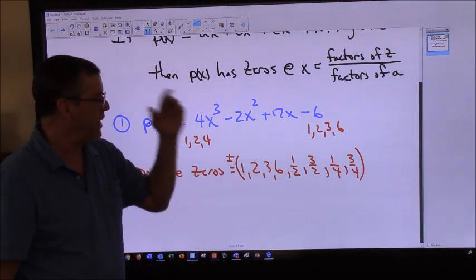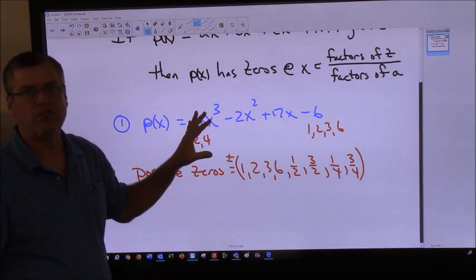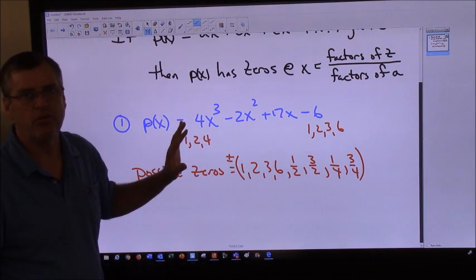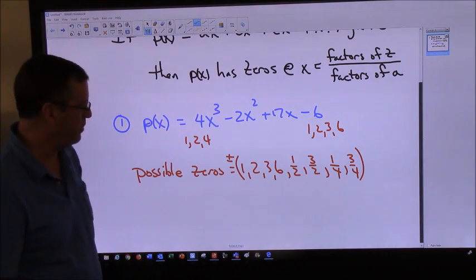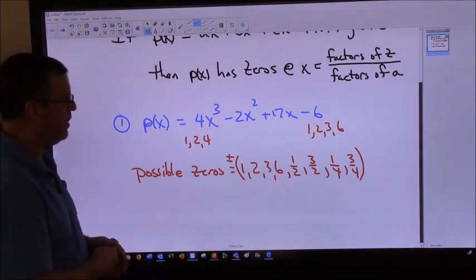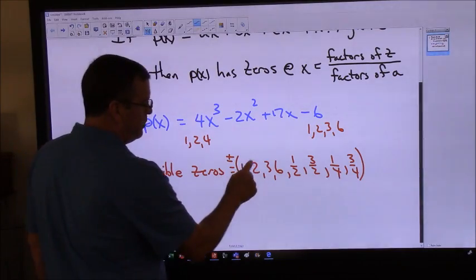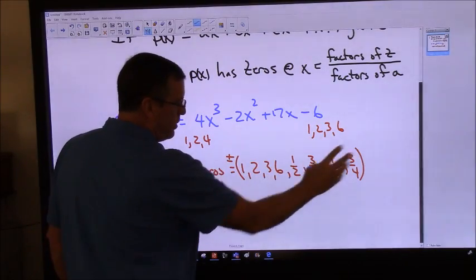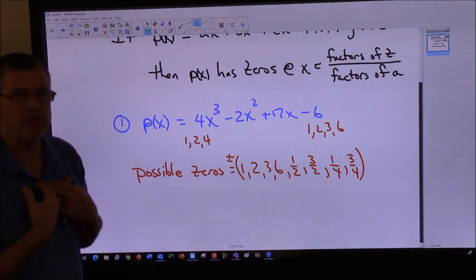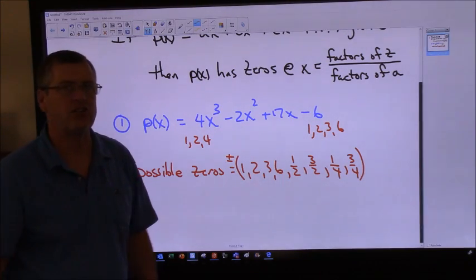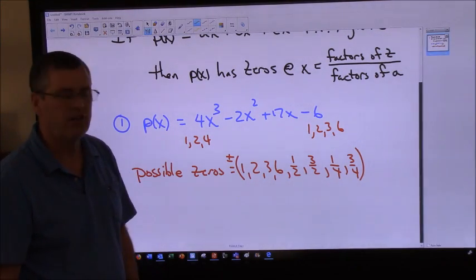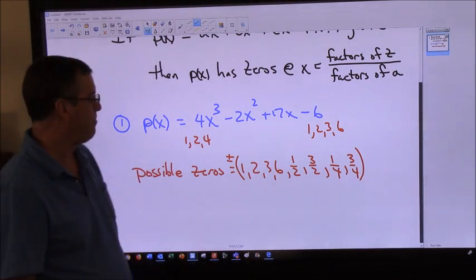Now, I'm not going to do that because I just made this polynomial up, so I doubt if any of them would work. It was just a random polynomial. But if synthetic division is going to work, it's going to work with either 1, 2, 3, 6, or one of these fractions. What I always hope is that I find it before I get to the fractions, because I don't want to do synthetic division with fractions if I don't have to.